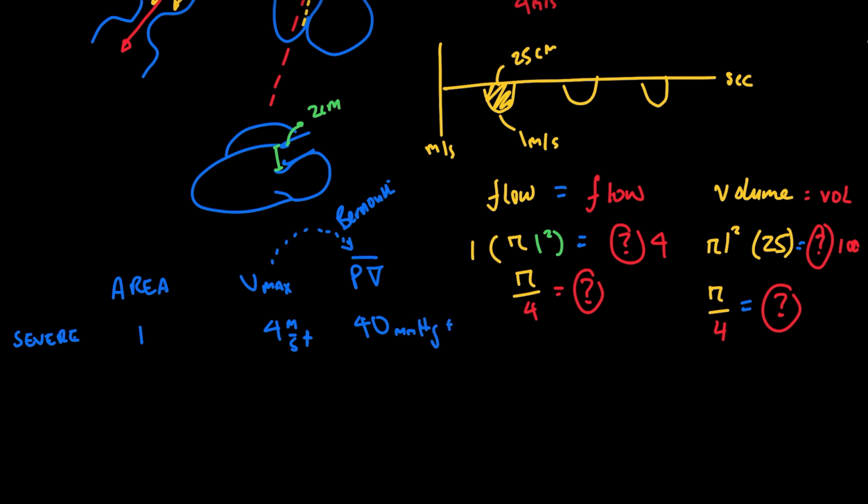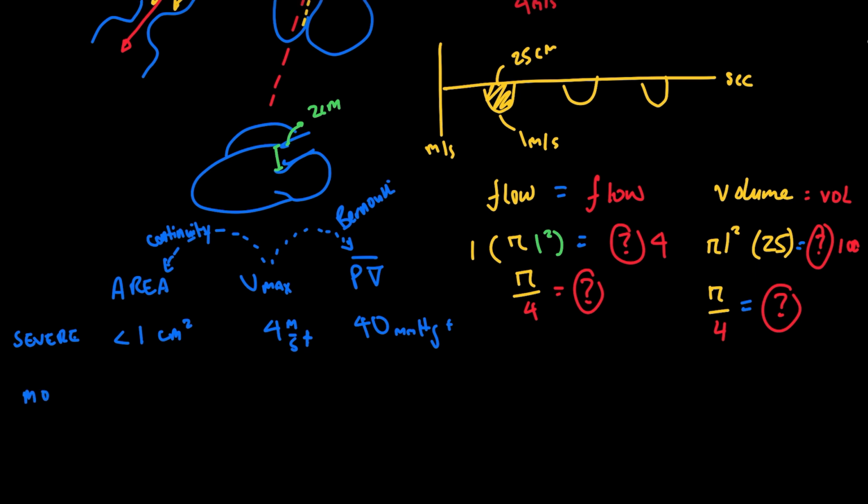And you can use your continuity equation, that's conservation of flow or mass, to get your area. And we'll say if your area is less than 1 centimeter squared, that is severe aortic stenosis. How about moderate or mild?